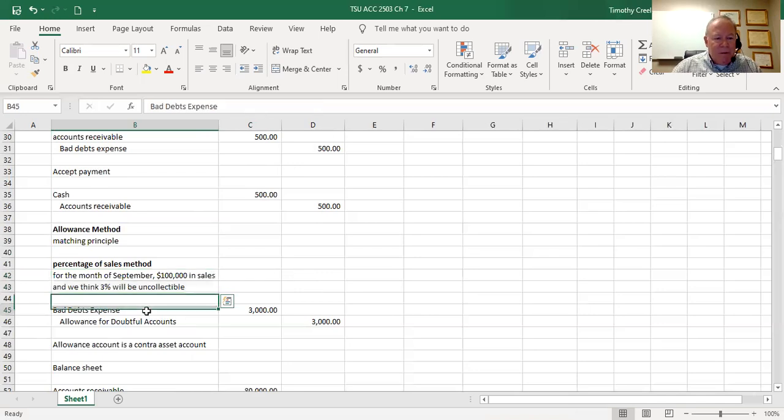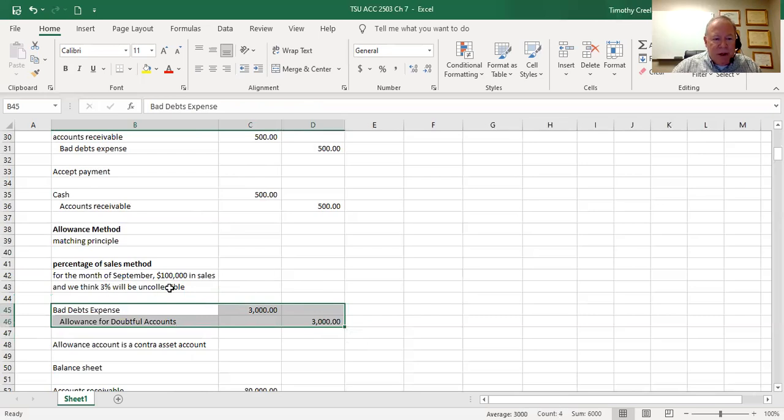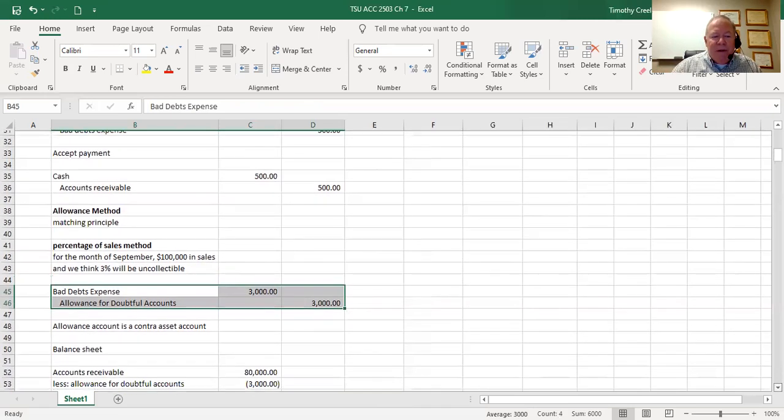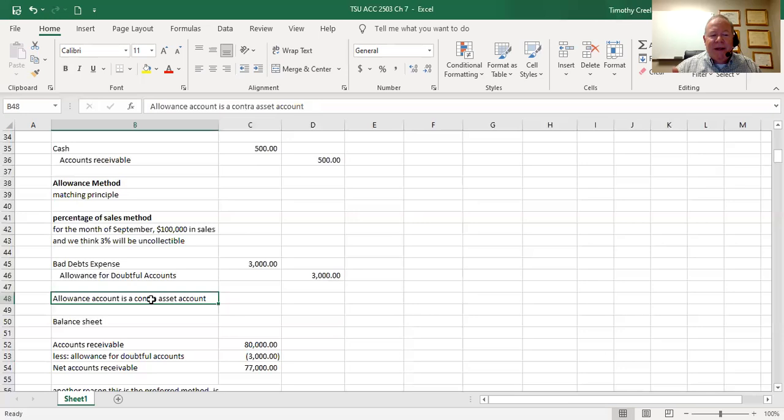So in this case, we would just take 3% of 100,000, which would be 3,000, and you're going to debit bad debts expense, and you're going to credit a new account called the allowance for doubtful accounts. So this would be the journal entry you would make in this case. Now, the allowance for doubtful accounts is a contra asset account. It is related to accounts receivable. And basically what the allowance account represents is what you feel like you're not going to collect from accounts receivable.